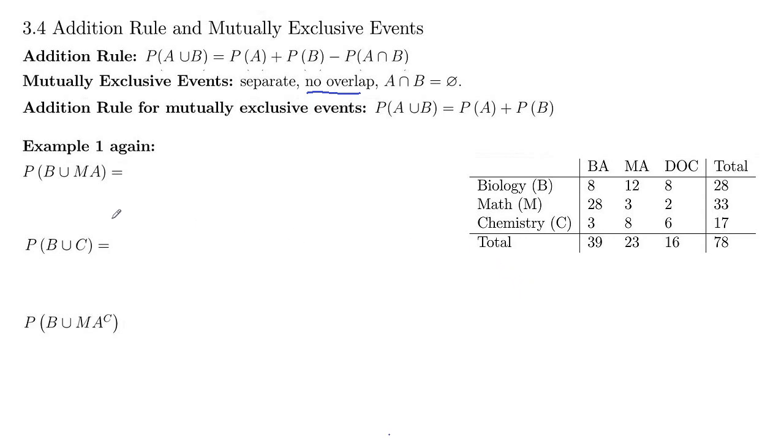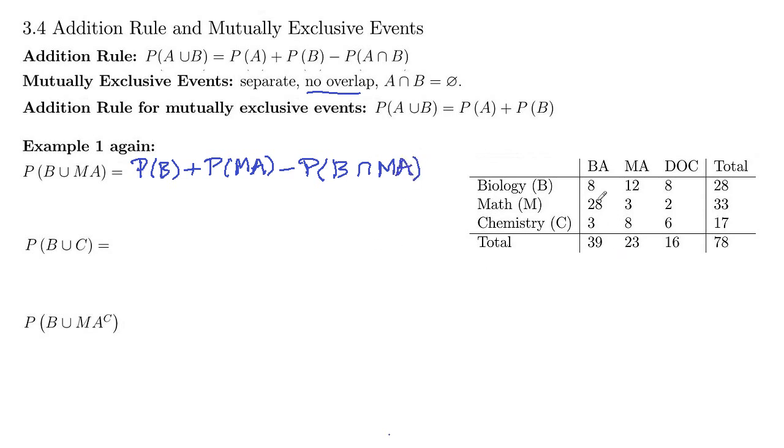And we want to find the probability of B union MA, so biology major or they got a master's degree. So from the addition rule, this is going to be the probability they were a bio major plus the probability that they got an MA. And then you subtract out any overlap. So probability they were a bio major and they got an MA.